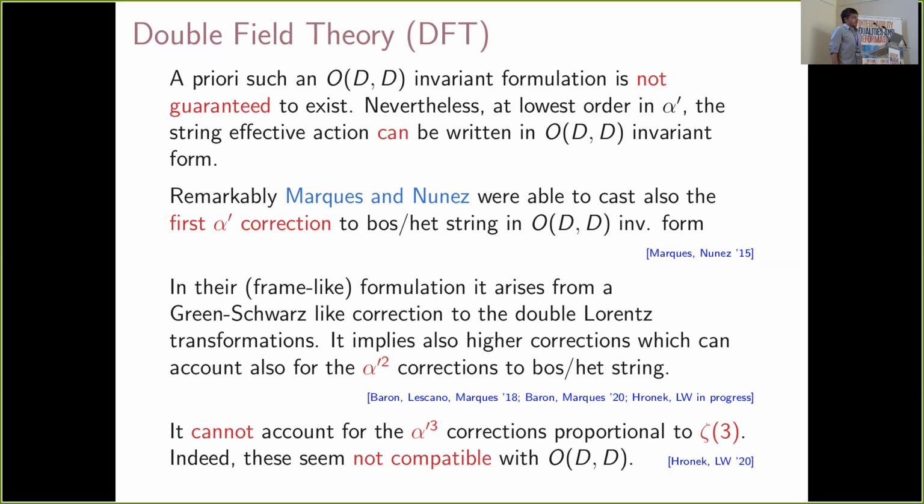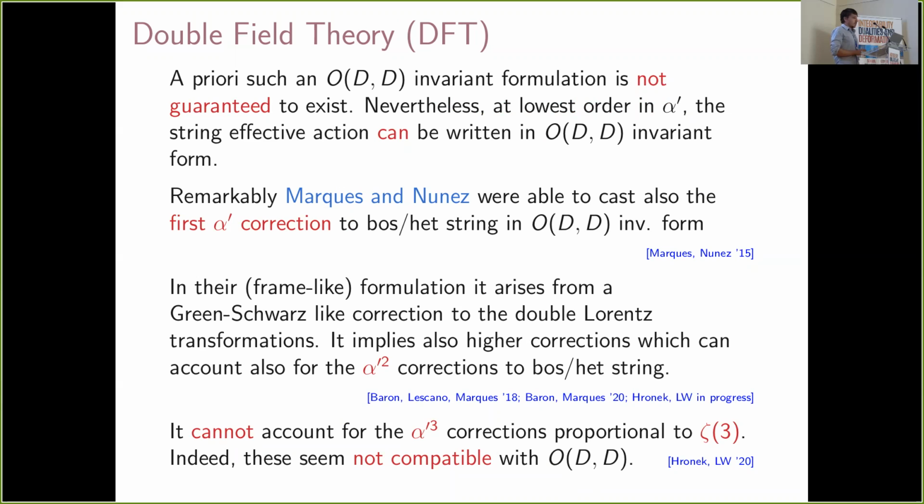So in the formulation of double field theory that Marcus and Nunez used, which is known as a frame-like formulation, this correction arises as a Green-Schwarz-like correction to the double Lorentz transformations, which is sort of what replaces the O(D,D) transformations in that context. But once you correct those transformations, because of closure of the transformation, that implies also higher order corrections. So there will be corrections at alpha prime squared and so on. There'll be an infinite tower of corrections.